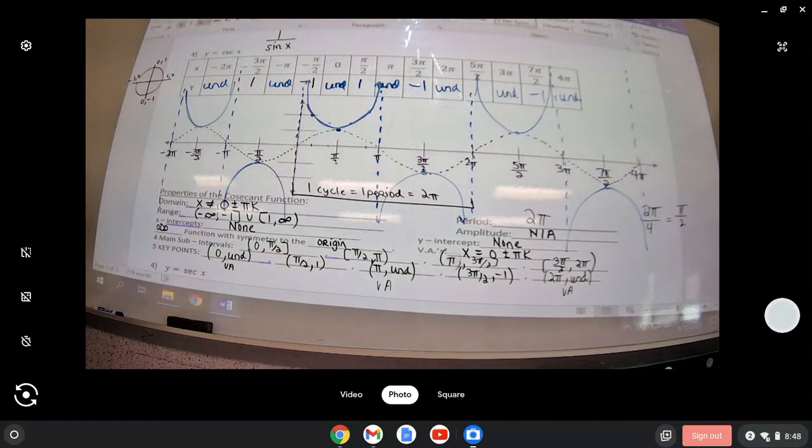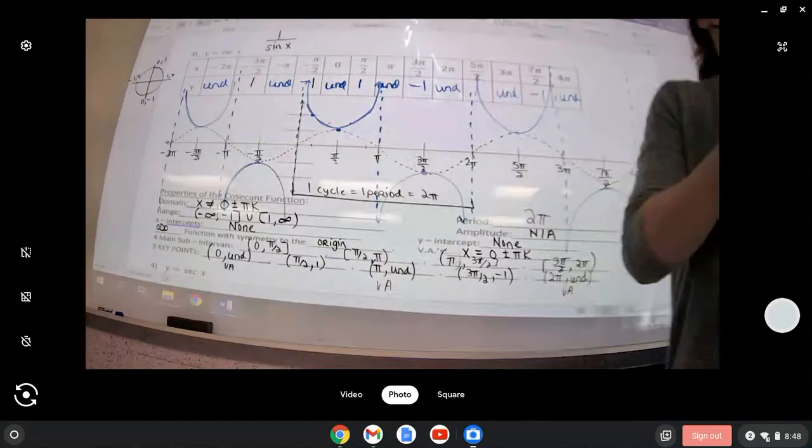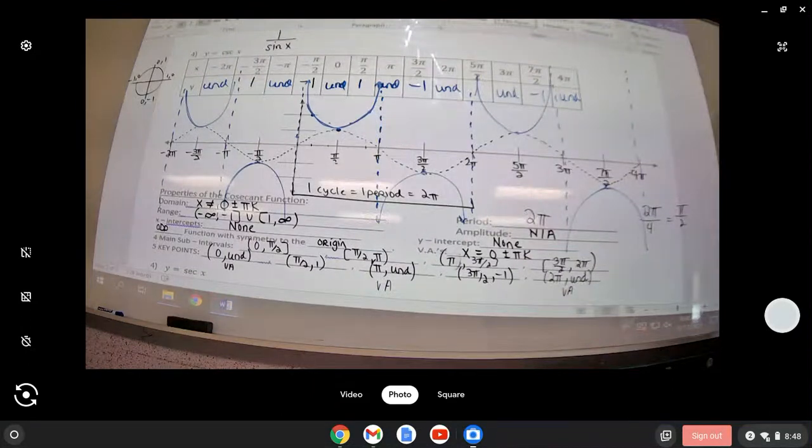Okay? We're going to do the secant the exact same way. We're going to graph the cosine curve, and we're going to reciprocate its humps. And then all of its x-intercepts will also turn into vertical asymptotes. Because it's the same idea. It's the graph of cosine with all of the ratios, all of the y-coordinates reciprocated.